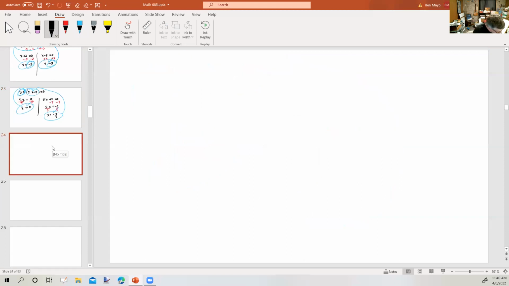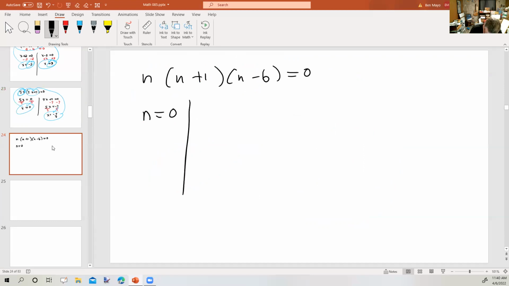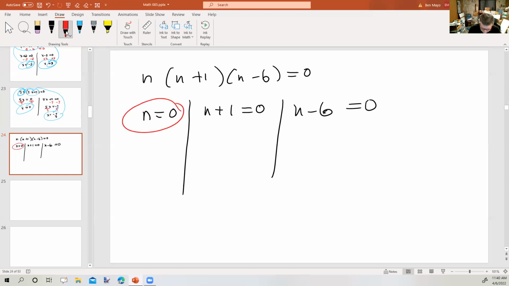Let's say we've got this: n times n plus 1 times n minus 6 equals 0. Well, now we have a third degree equation. We'll take each factor that contains a variable and set it equal to 0. So n equals 0, n plus 1 equals 0, n minus 6 equals 0. If n equals 0, well then n equals 0, right?